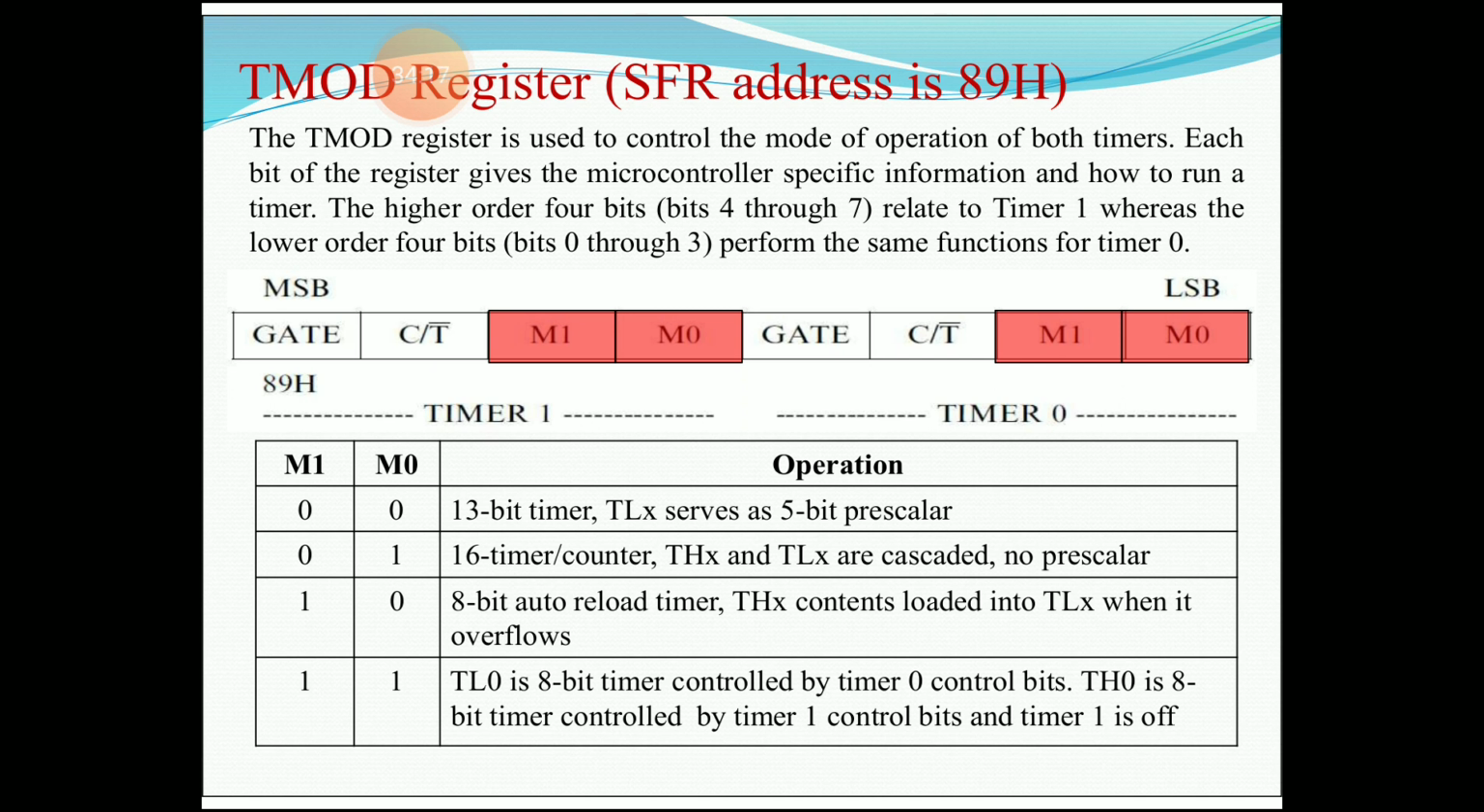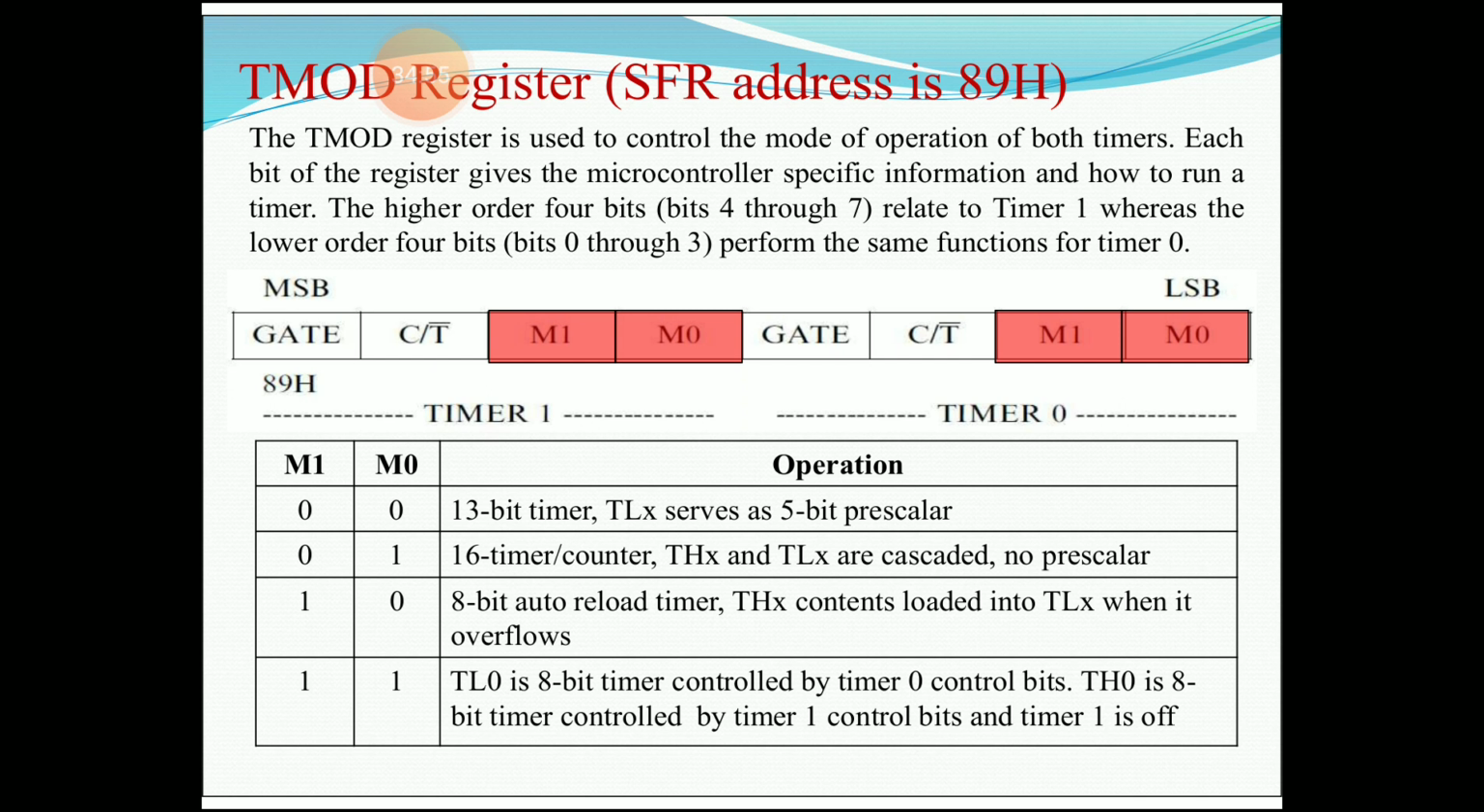In these 4 modes, timer 0 is operated in all modes, but timer 1 is operated in only 3 modes. When M1 and M0 are 0, 0, both timers can be used as a 13-bit timer. From the 13 bits, the lower 5 bits belong to TL0 or TL1 of the timer, and the upper 8 bits belong to TH0 or TH1. So in mode 0, the 16-bit timer is used as a 13-bit timer. So TLX acts as a 5-bit prescaler.